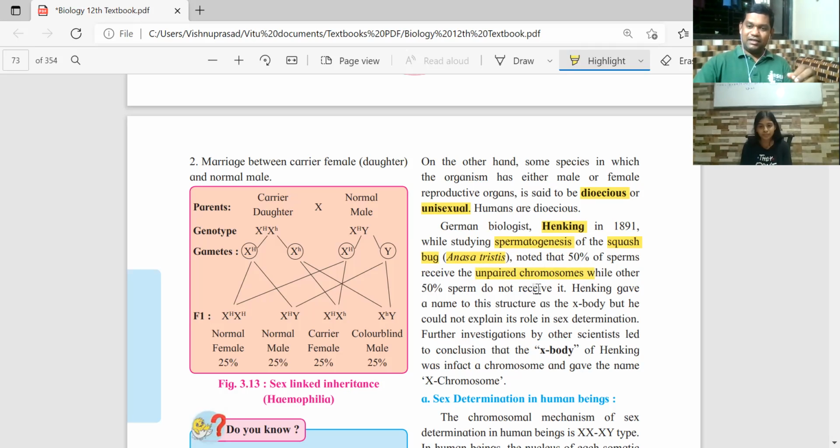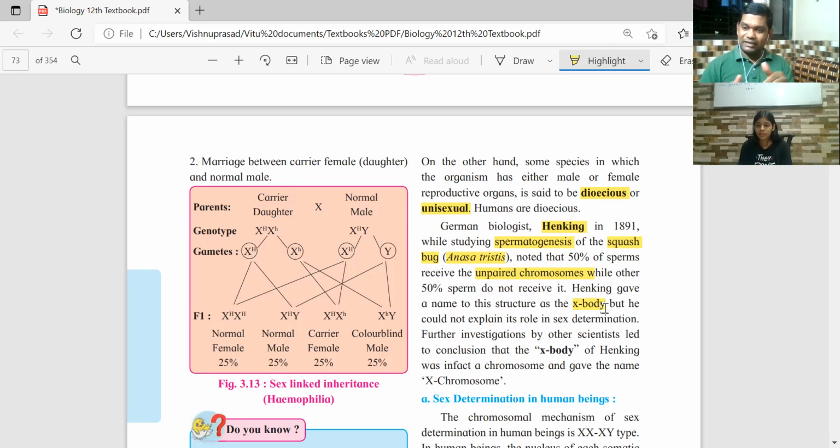Whenever these unpaired chromosomes were received in the sperms, he observed that one of the chromosomes was a reduced or inactivated one. We had said heterochromatin earlier. So he gave it the name X body.